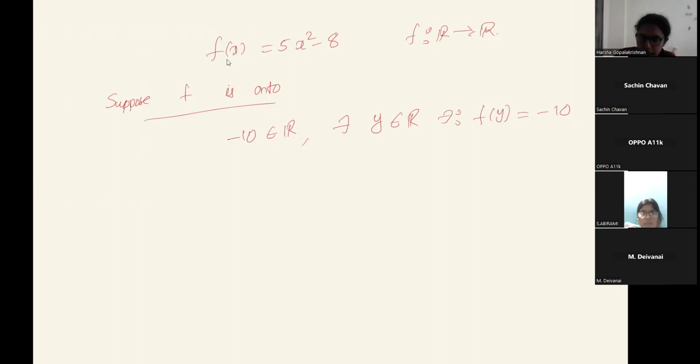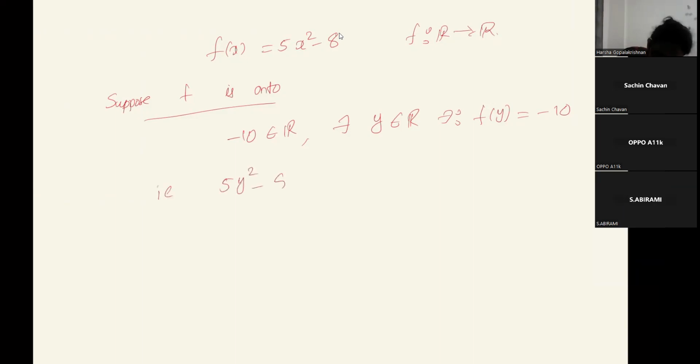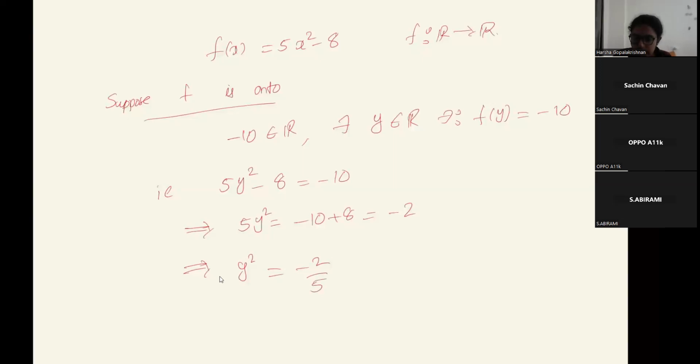But by definition, what is f of y? f of y is 5y square minus 8 equal to minus 10. Is this okay? This implies 5y square equals minus 10 plus 8 equals minus 2. That implies y square equals minus 2 by 5. Now, is there any real number y such that y square equals minus 2 by 5? Does that exist?